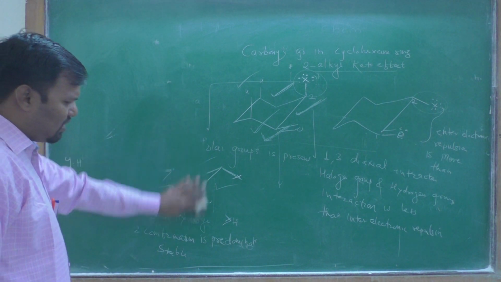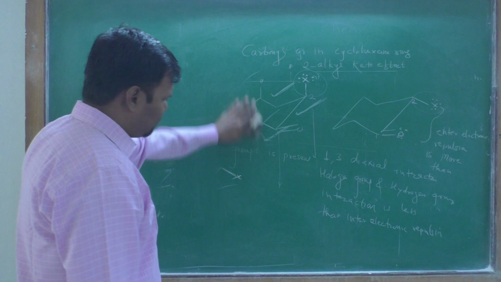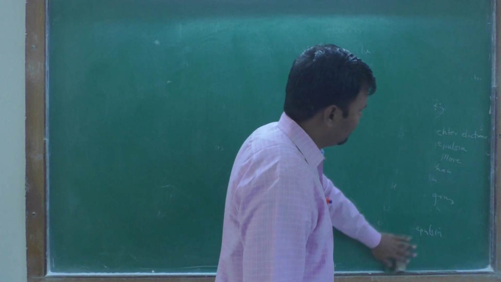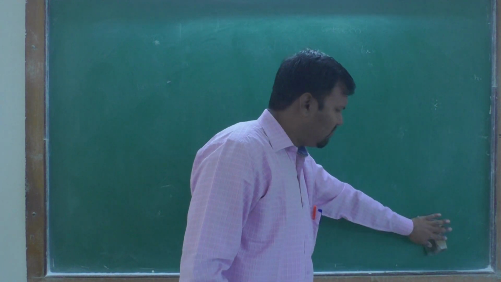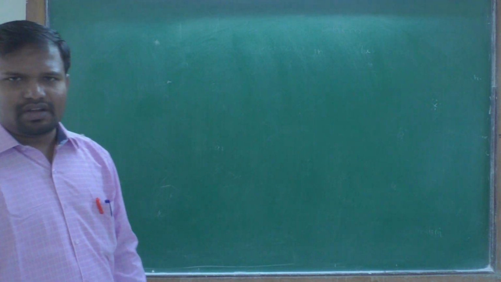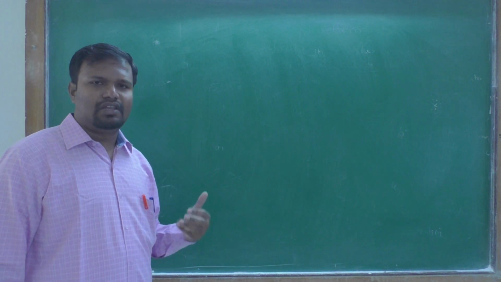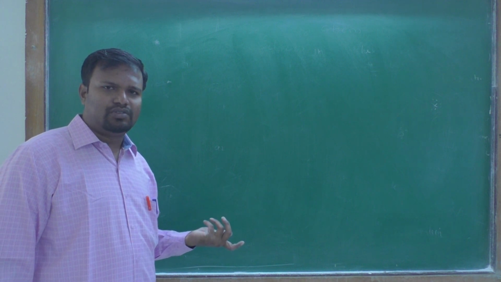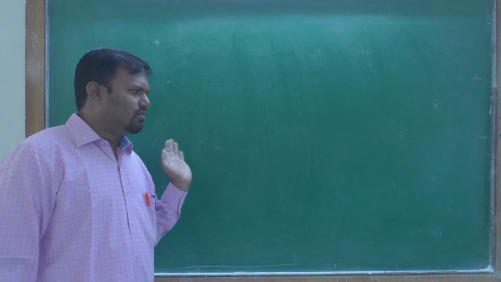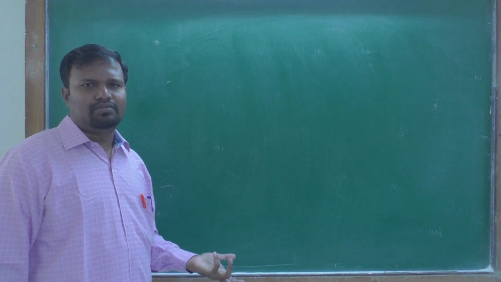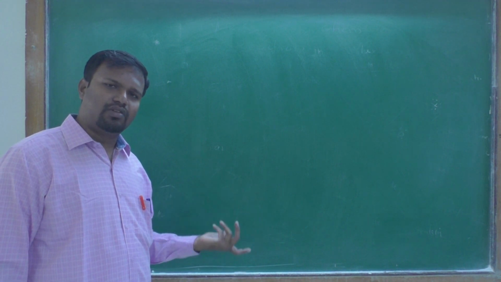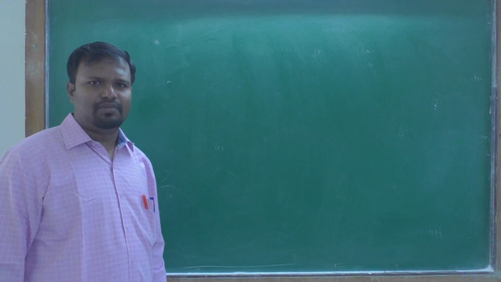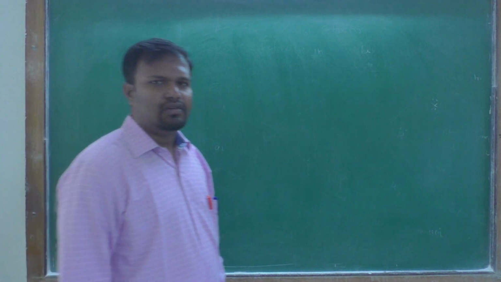Now, this is all we have seen in this lecture: the conformational effects in cyclohexane when unsaturation is present, and also we have studied the 2-alkyl keto effect, and when there is a polar group at the 2 position, what the stability of the particular conformation is. I hope you all have got these points. Thank you very much.